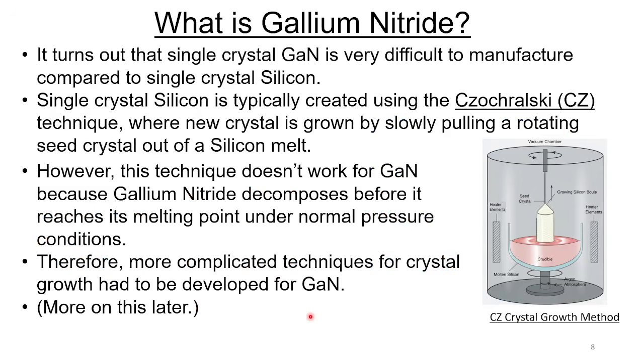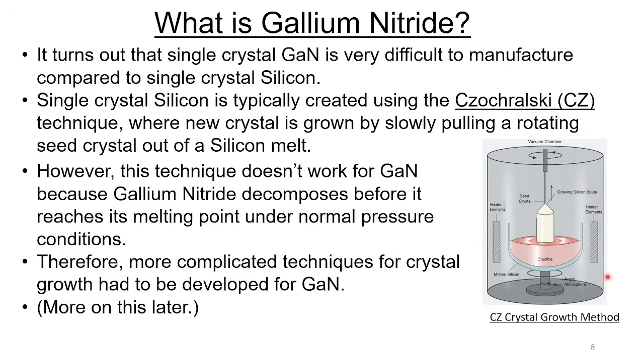So it turns out that single crystal gallium nitride is very difficult to manufacture compared to single crystal silicon. Single crystal silicon is typically created using the Czochralski technique, where a new crystal is grown by slowly pulling a rotating seed crystal out of a silicon melt. I show that diagram over here, and we'll talk about that in just a minute.